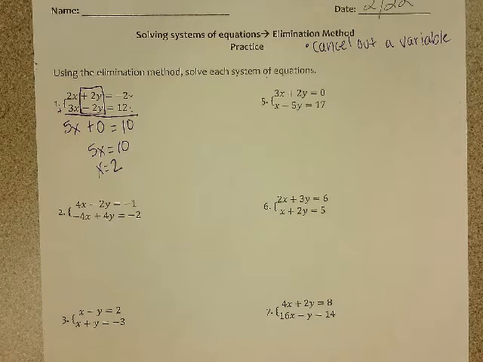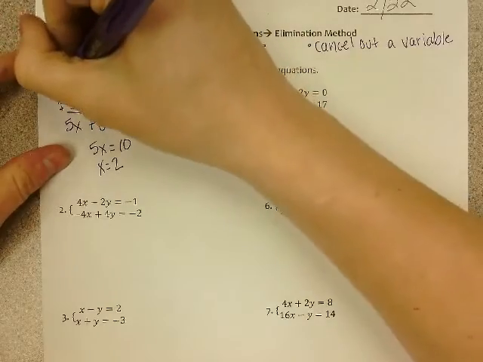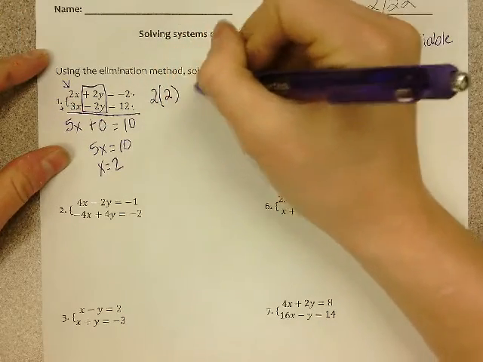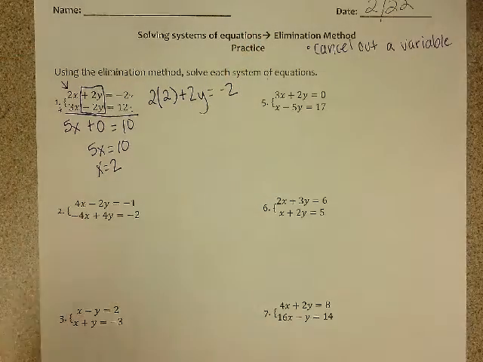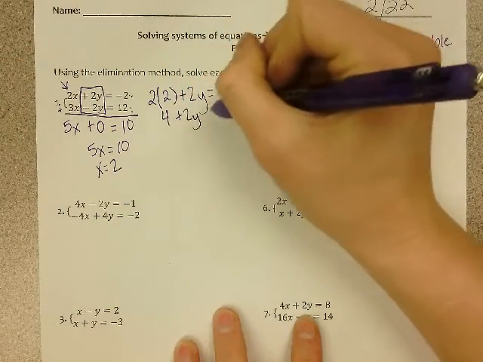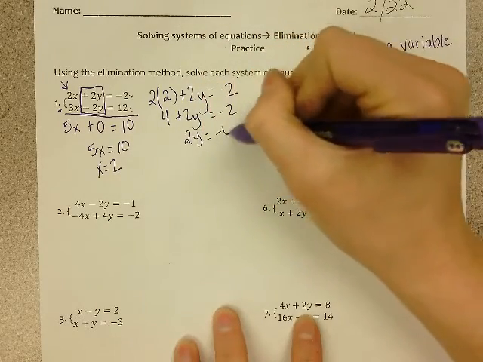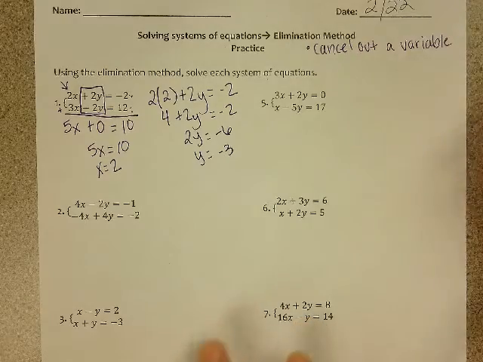Okay, so am I done? We got to find the y, right? It does not matter which one I plug it into. I'm just going to choose the top one. So 2x, which is 2, right, plus 2y equals negative 2. So I've got 4 plus 2y. Subtract 4 from both sides. Divide by 2. Y is negative 3. Okay?